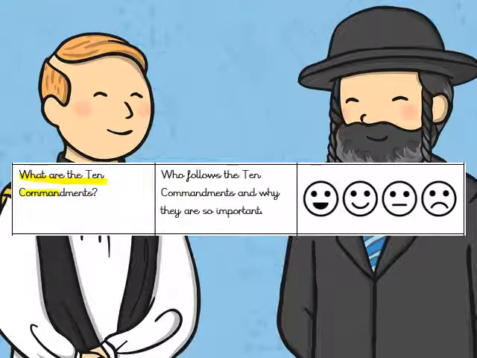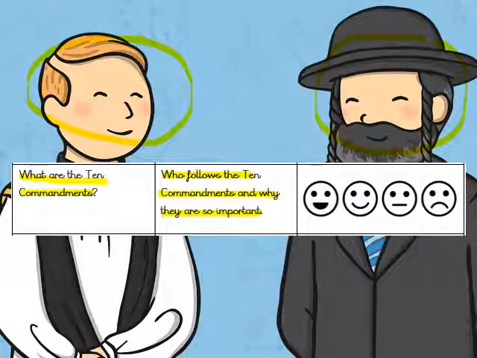So what are the 10 commandments? That was our question. Who follows the 10 commandments and why are they so important? So I can remember that this person here represents a Christian and this person here represents a Jew. So I know who follows the 10 commandments and why are they so important. They are the set of rules for Christians and Jews to follow in their life.